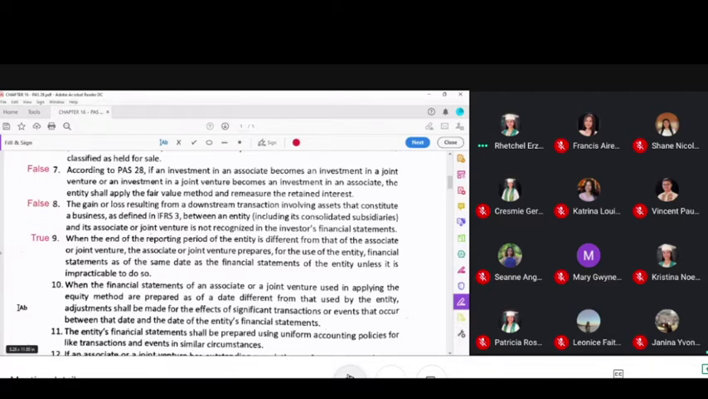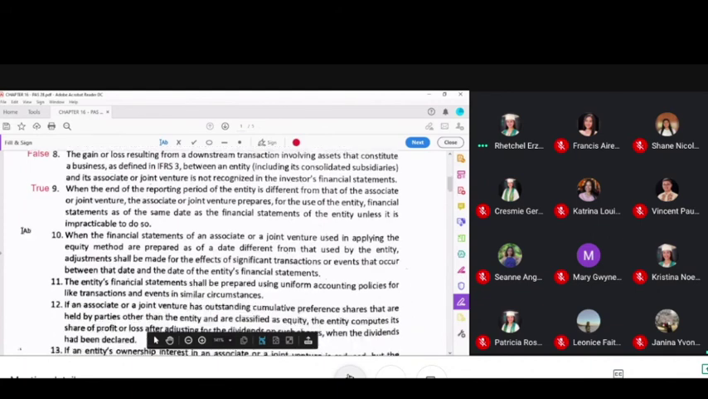When the financial statements of an associate or a joint venture used in applying the equity method are prepared as of a date different from that used by the entity, adjustments shall be made for the effect of significant transactions or events that occur between that date and the date of the entity's financial statements. The answer is true. That's according to paragraph 34 of the standard. Okay, so that's essentially the point in number 9. So number 10 is also true.